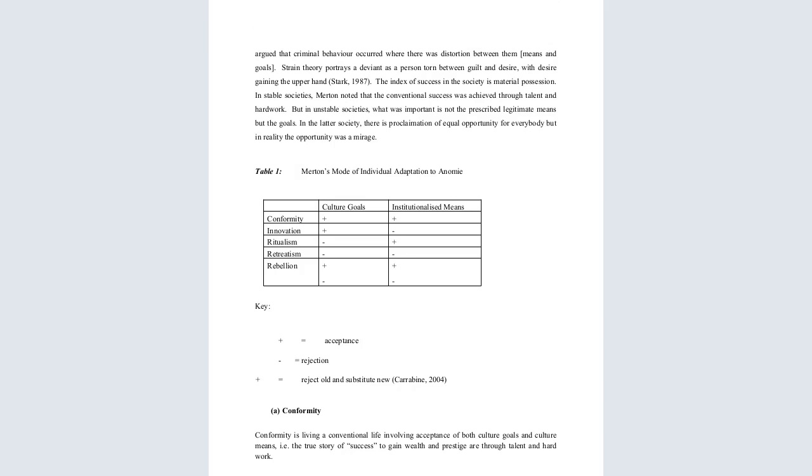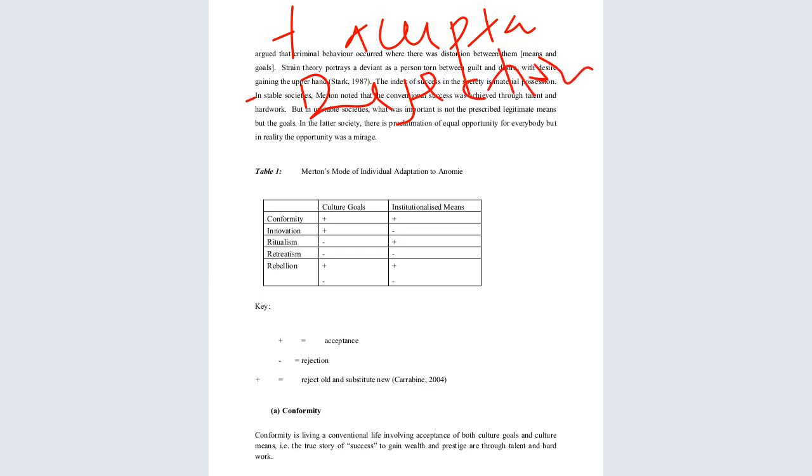So, of course, you can see from the table that I've shared, where a plus means acceptance and a negative means rejection. So those where you see a plus, these are groups of people that have accepted the means or the goals. Let us look at the first group, the conformists. The conformists are people who are going to accept the societal goals.